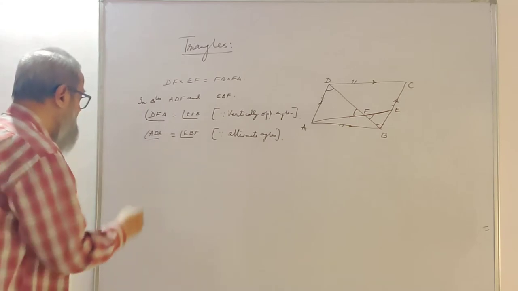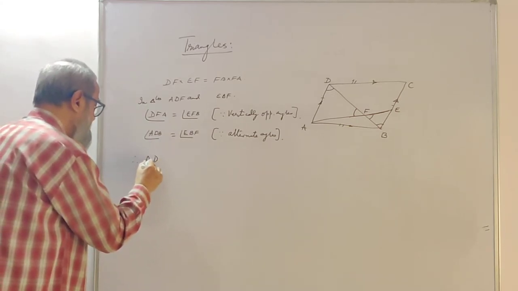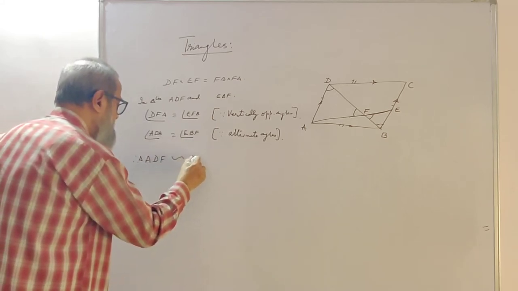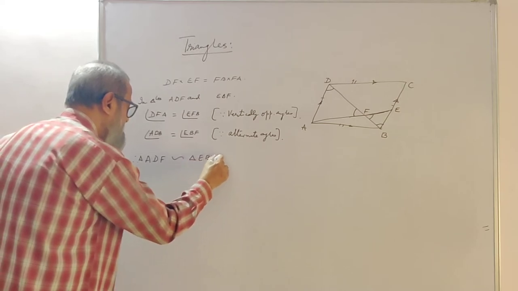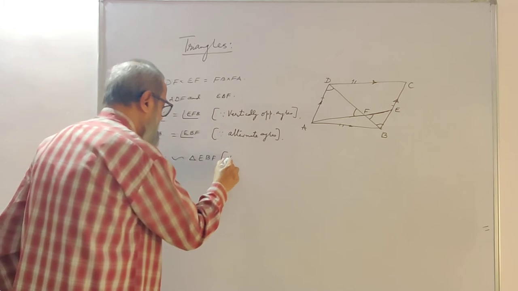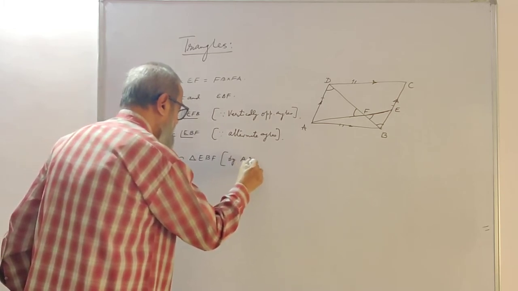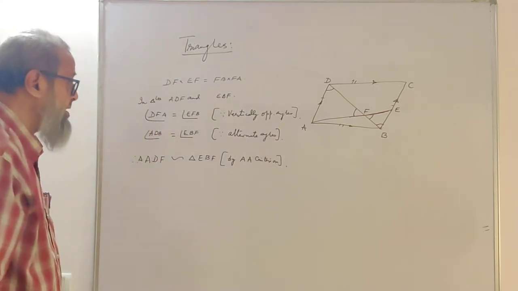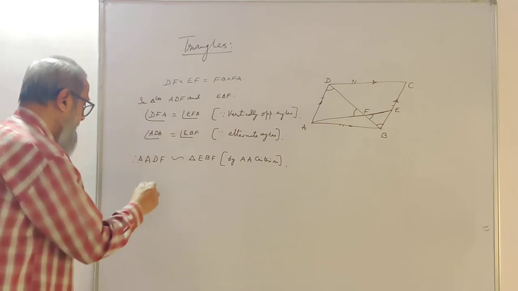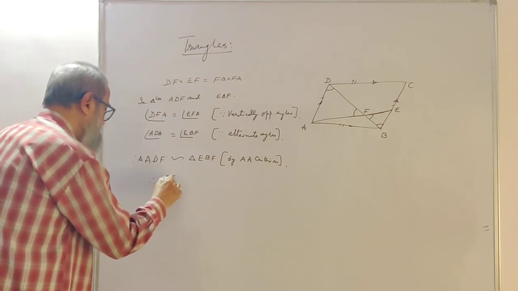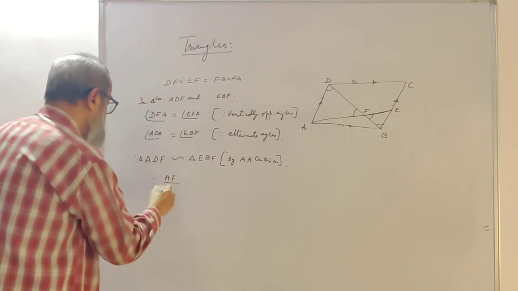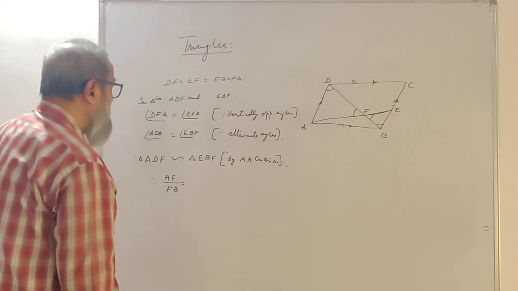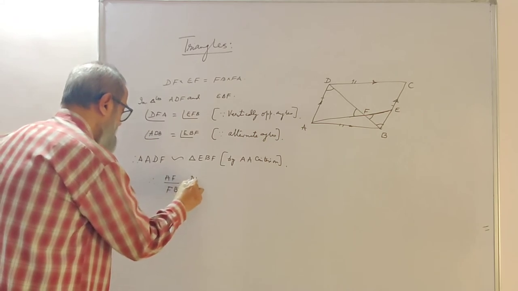Therefore, triangle ADF is similar to triangle EBF by AA criterion. They are similar. So if they are similar, we have AF by FB is equal to DF by FB.